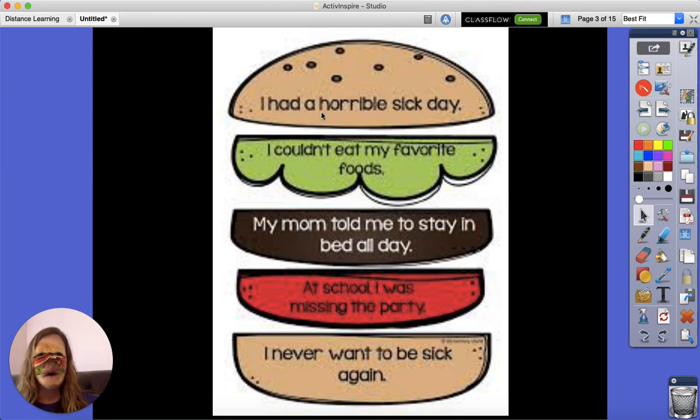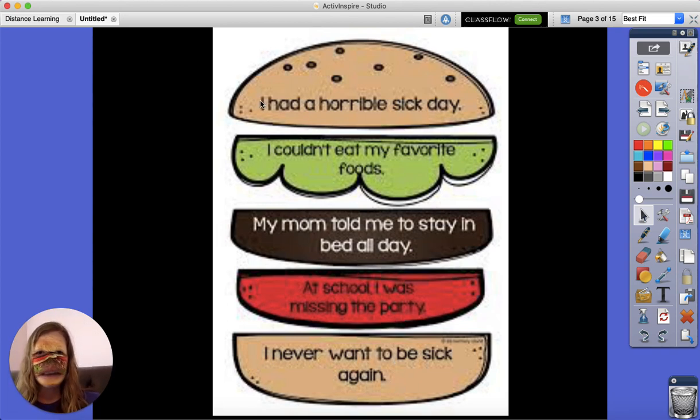I had a horrible sick day. That's my top bun, right? So I know that this paragraph is going to be all about a sick day. Here's my details. I couldn't eat my favorite foods. My mom told me to stay in bed all day. At school, I was missing the party. I never want to be sick again.